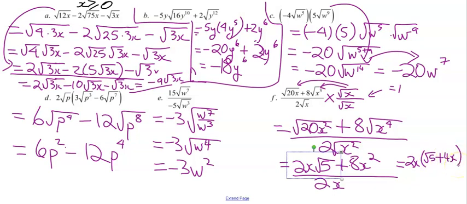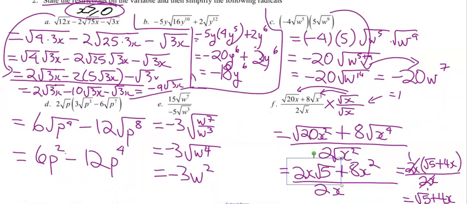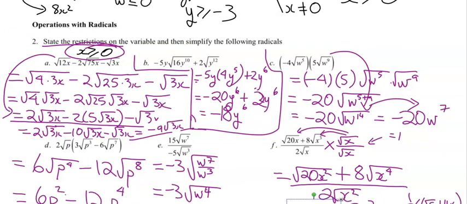Okay, and just check that, right? 2x root 5 plus 8x squared divided by 2x. Cross those guys off, 1 and 1. And that's equal to root 5 plus 4x. And now, I think it asked us to state the restrictions, and I only did that for the first one, so we better go through all the rest of them and state the restrictions.